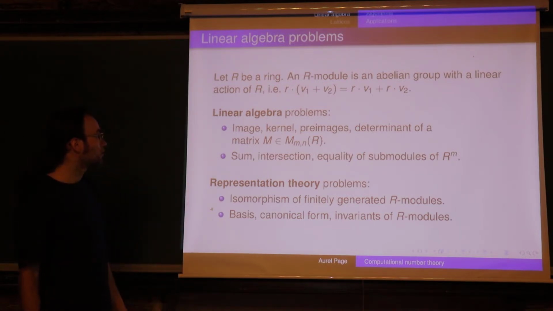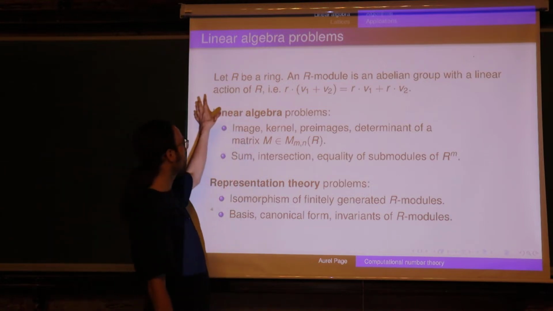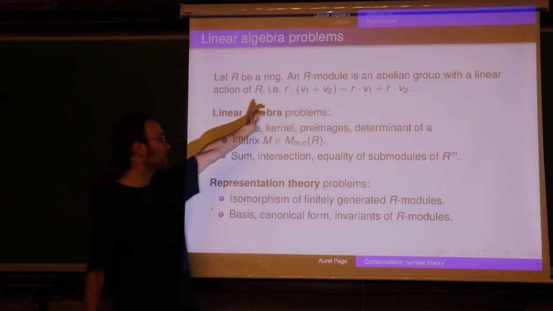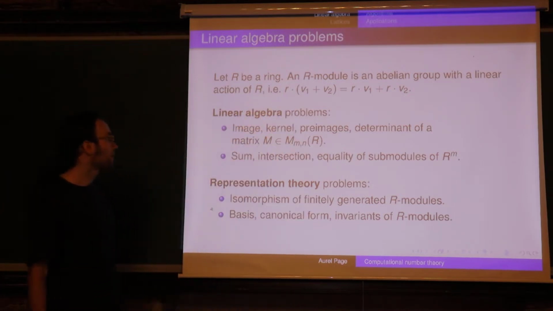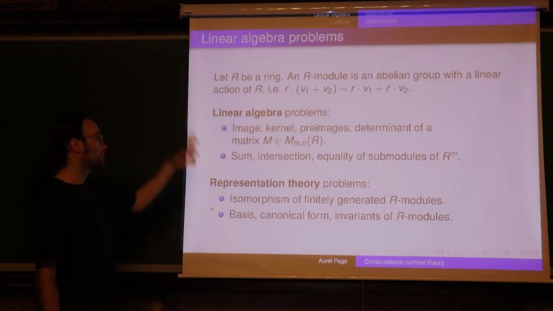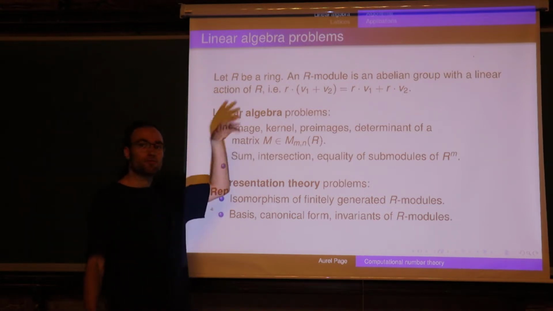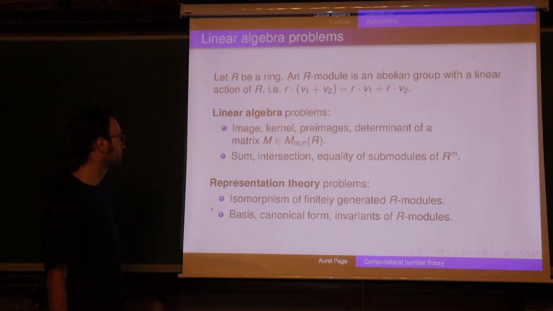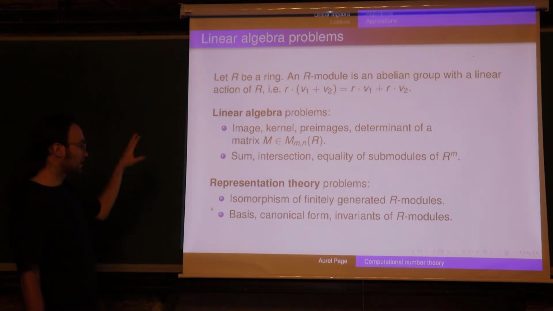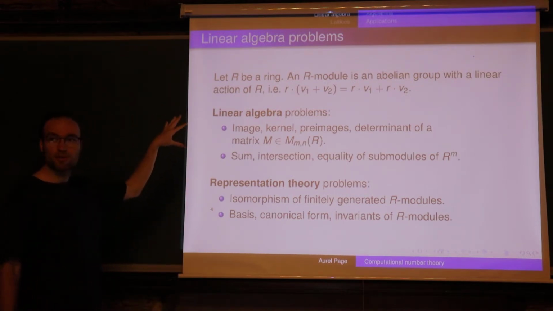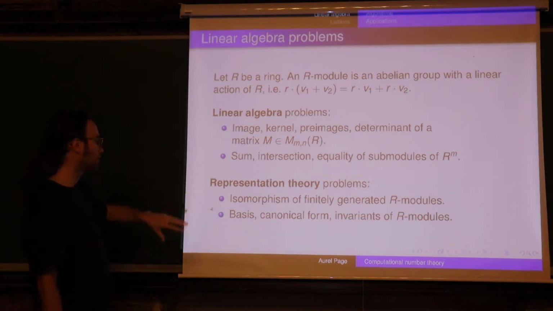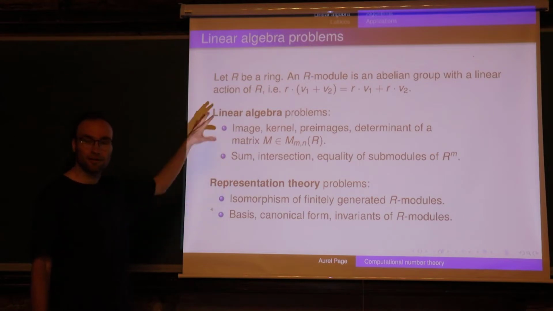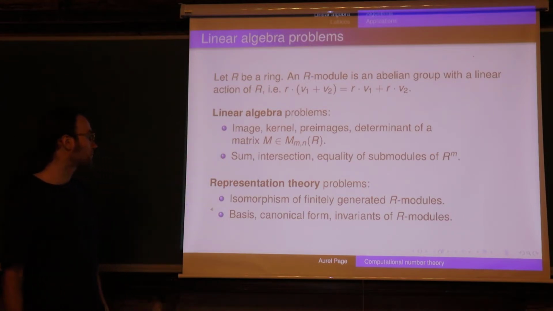And so what we call an R-module is an abelian group with a linear action of R, like the action of R distributes over addition. Okay? And so you can just think of a vector space, except that the field is not a field, it's a ring instead. So I want to distinguish two broad classes of problems because the second ones, we sometimes think of them as being linear algebra, but really they are harder than actual linear algebra problems.